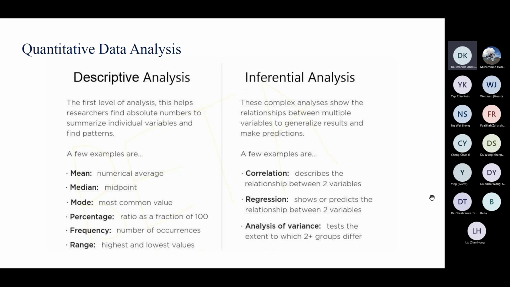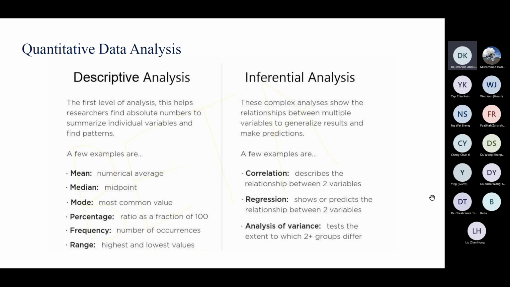It shows relationships, basically correlation, regression, all this between multiple variables, because we want to generalize our result and make predictions. We want to prove whether the hypothesis that we made earlier should be accepted or rejected. So when we want to prove our hypothesis, normally we use inferential analysis.